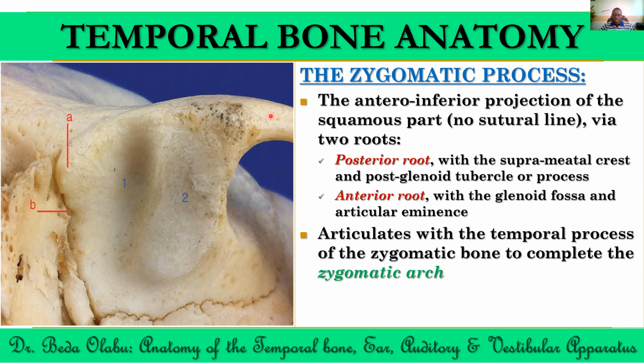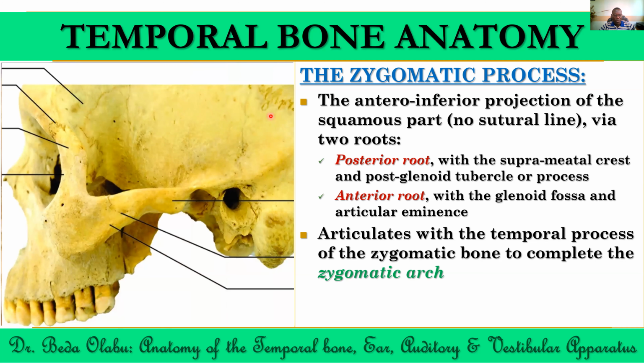So we have the zygomatic process of the temporal bone, and we have the temporal process of the zygomatic bone. Sounds like a tongue twister, but this is it. So this is temporal bone, and this process gives towards the zygoma. So we call it the zygomatic process of the temporal bone. This is zygoma. This process gives towards the temporal bone. So we call it the temporal process of the zygomatic bone. So the two processes join at the zygomatico-temporal fissure, which is that one.